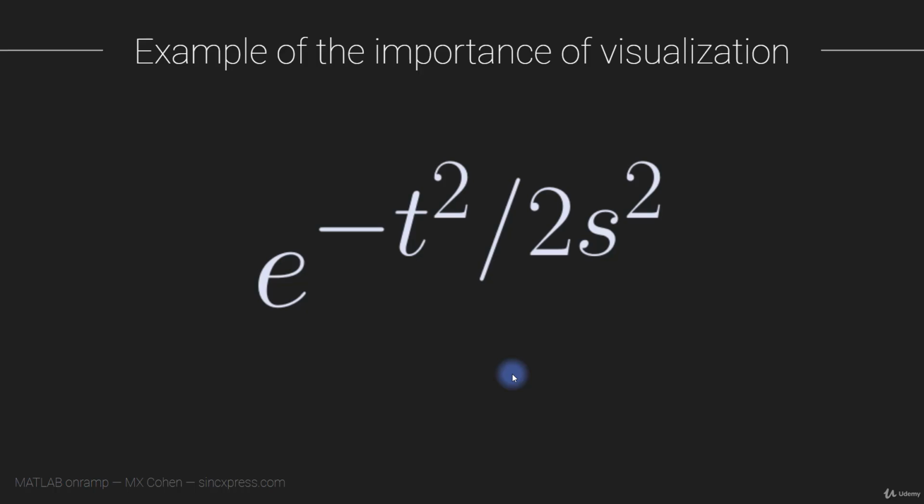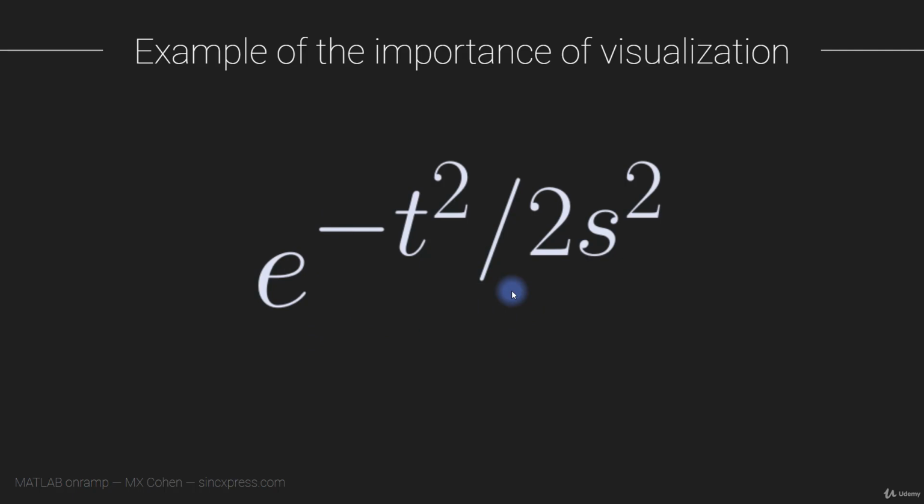Now I'd like to start with a motivating example. So here's a formula, and I can tell you this is the formula for a Gaussian function. Now let's say you want to implement the Gaussian function in Matlab. So the question is, do you know what this function looks like? Do you know what the graph of this function looks like just from looking at this formula?